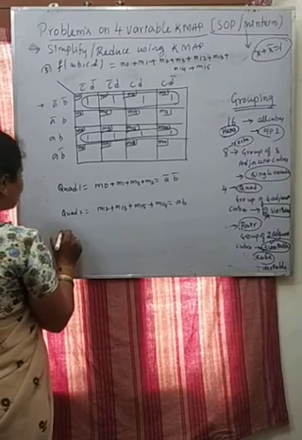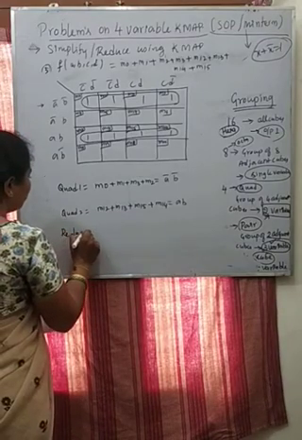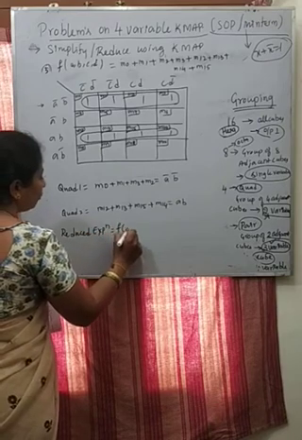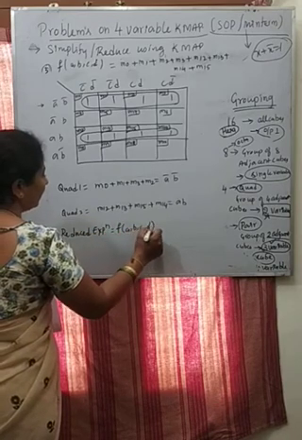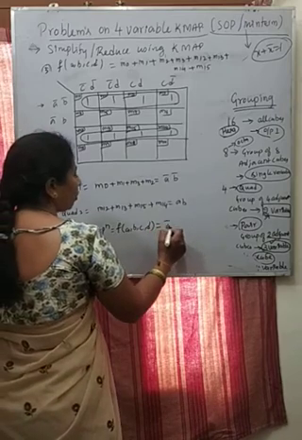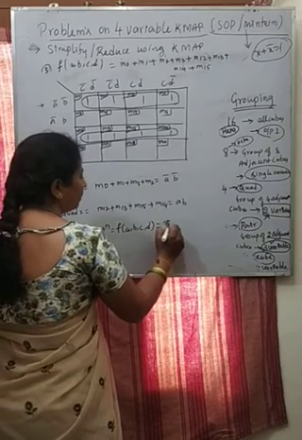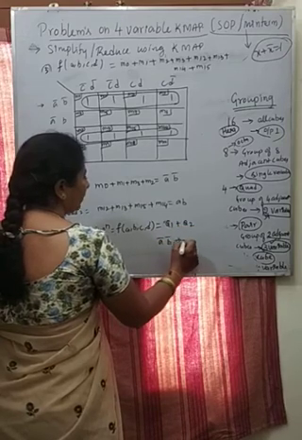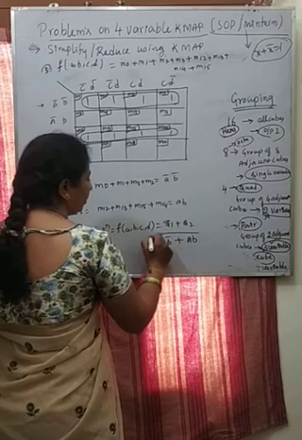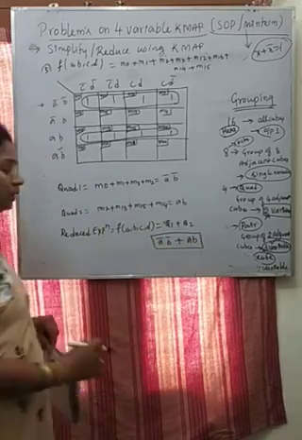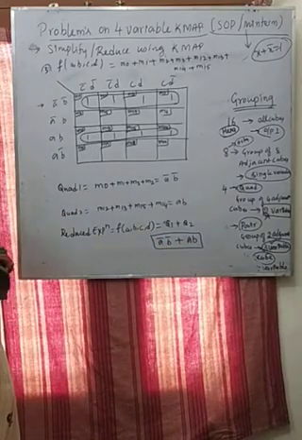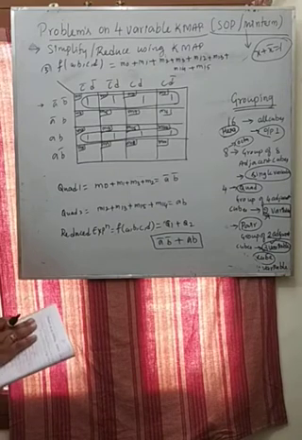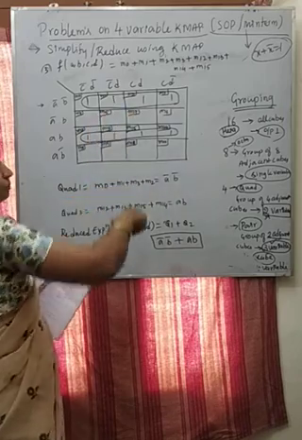How to write the expression? Reduced expression: f of A, B, C, D equals quad 1. What is quad 1? A complement, B complement plus AB. This is your reduced format for the given expression. Okay. Shall we change the same problem for the vertical?